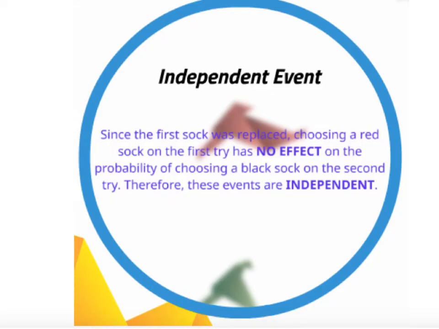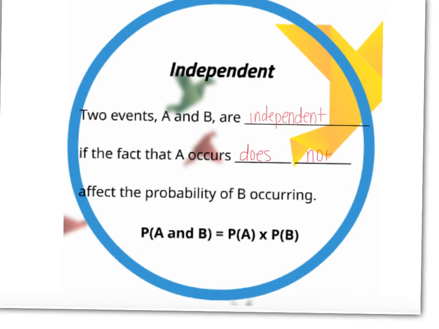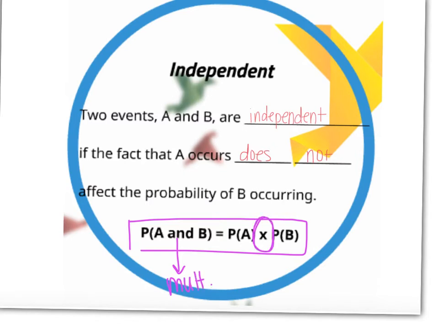Since the first sock was replaced, choosing a red sock on the first try had no effect on the probability of choosing a black sock on the second try. That is the definition of an independent probability event. When the 2 events, event A and event B, are independent, A does not affect the probability of B. That is just a fancy way to write it. You really just need to know the big part: if you ever see the word and, it is always a multiplication word, just like or means add.